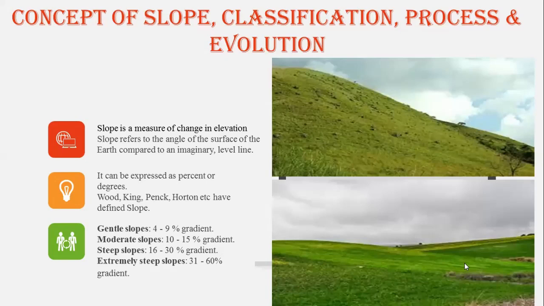So if you just look around you, slopes are actually vital parts of our landscapes. Another important thing is that whether it is a plain land or a hilly land, whatever it is, the land surface of the earth is actually made up of slopes. It can be steep slope, it can be gentle slope, etc.